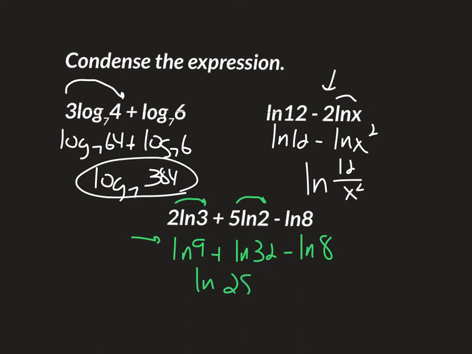So I have natural log 288 minus log 8. And to finish up, I'm going to divide 288 by 8 because I have a minus sign, and I get natural log of 36. So all you're trying to do is take more than one log, a big expression, and turn it into just one log if possible, which is what we just did.